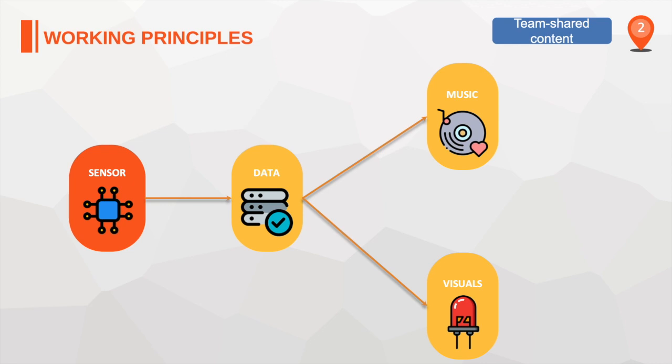The overall working principle is that first we use sensors to capture users' data from their fitness exercise and then transfer them to the computer. Then we process the data at the back end by generating dynamic music and patterns from the visual and auditory aspects.